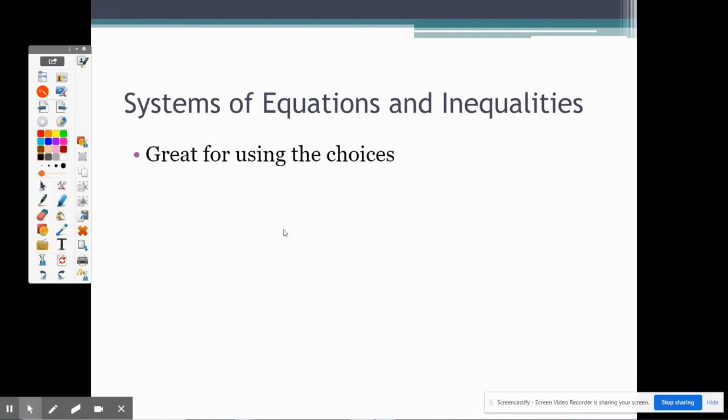Systems, use the choices. If you need to practice that, Algebra 3, we're getting ready to start that actually on Monday, or whenever you're testing Monday, Wednesday.